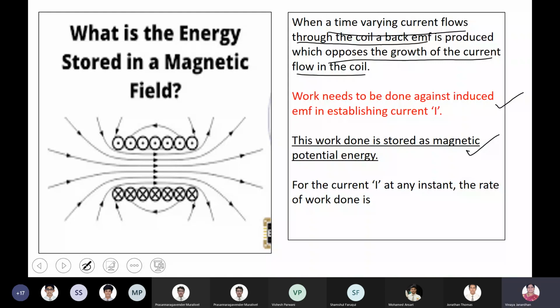Boys, please complete all the three statements. Then we'll derive an expression for the magnetic potential energy. Be a bit fast, boys, in writing.